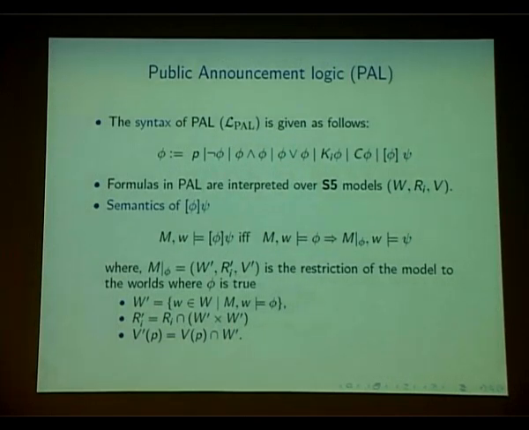The way you define the semantics of phi announced psi is as follows. Phi psi is true in a model if phi was true in the original model and after you announce it, psi should be true in the updated model. And the restriction is also defined in a very obvious way. You take away all the worlds where phi is not true, and relations and evaluations are restricted as well. These are very standard things in public announcement logic.